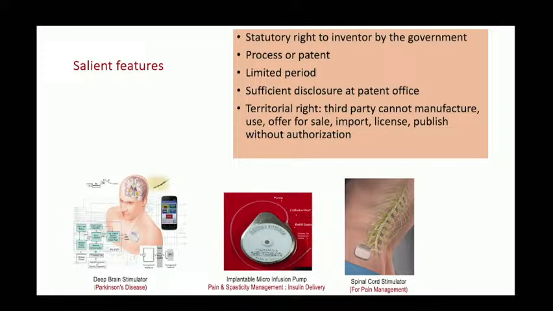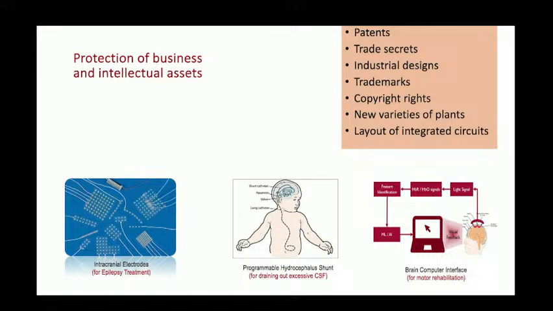You have to give a sufficient disclosure at the patent office. And there is a territorial right on it, which is country specific, which means a third party cannot manufacture, cannot offer that device for sale, cannot import it, cannot license it, and cannot publish it without authorization. Then what are the other things which can be used for protecting your business? For example, patents, trade secrets, industrial designs, trademarks, copyrights, new varieties of plants, layout of integrated circuits, all of them can be protected.